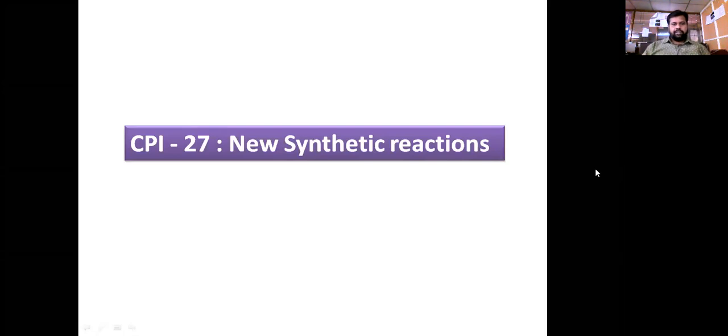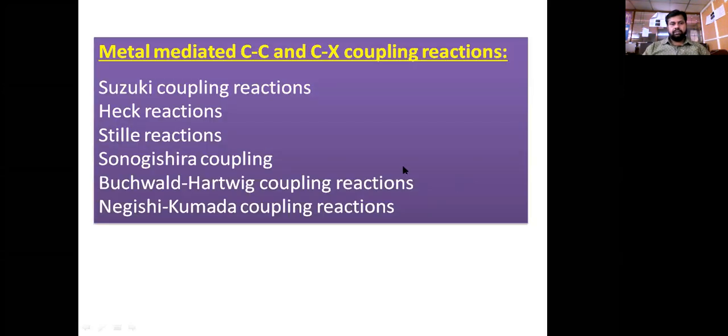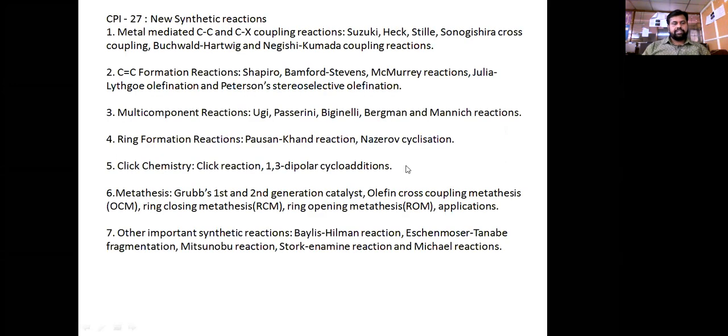Good afternoon, everyone. Today's topic is new synthetic reactions. So in that we have different types. We have 7 types of new synthetic reactions available. The first one is metal mediated CC and CX coupling reactions, and CC double bond formation reactions, and multi-component reactions, and Ugi ring formation reactions, and click chemistry, and metathesis reactions, and other important synthetic reactions.